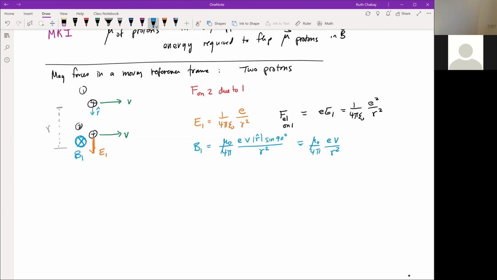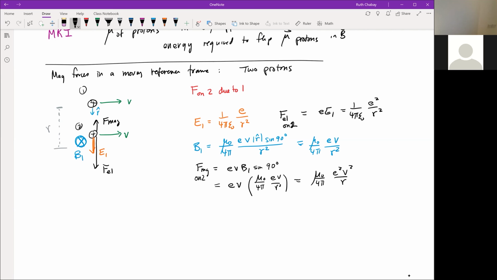And now we have a magnetic force on this proton. We know that this was the electric force, but there's going to be a magnetic force, and that's going to be given by eVB1 sine of 90 degrees. And let's find the direction of this magnetic force. V cross B means that there's a magnetic force upward, actually attracting the other proton. And so this was on 2. So the magnetic force on 2 is equal to eV times B1, which is mu 0 over 4 pi eV over r squared, which gives us mu 0 over 4 pi e squared V squared over r squared.